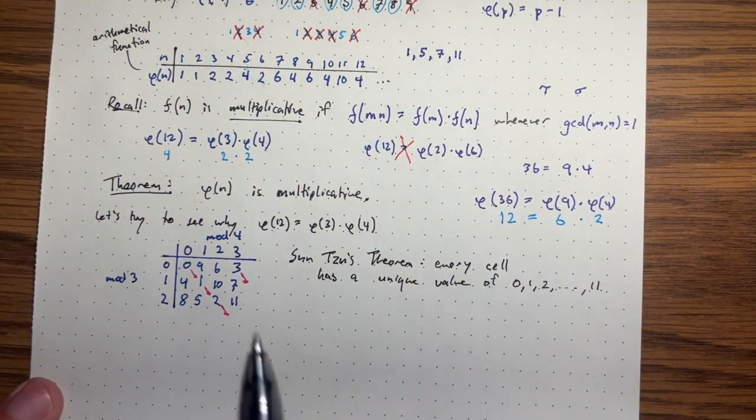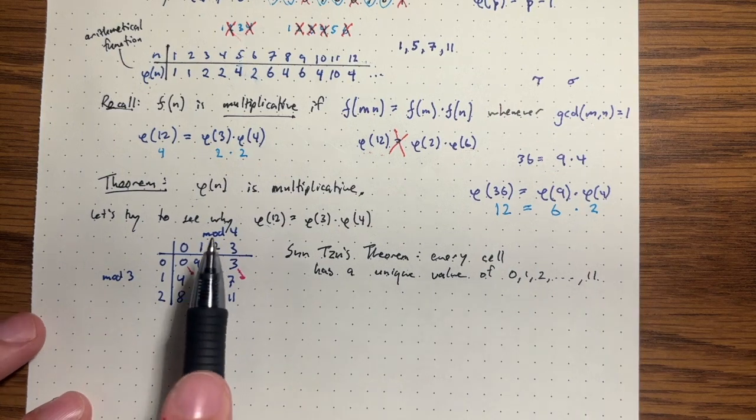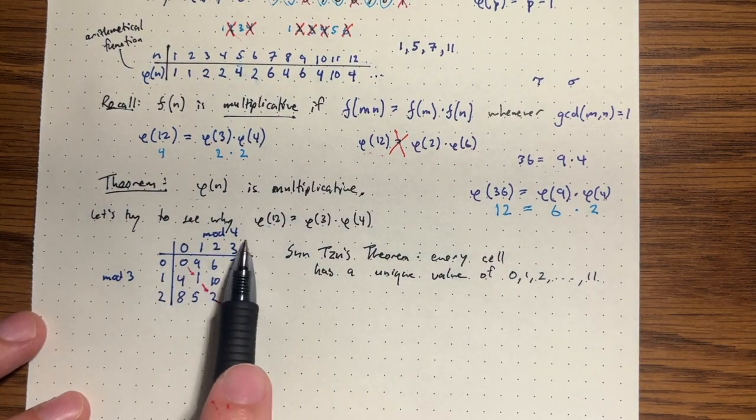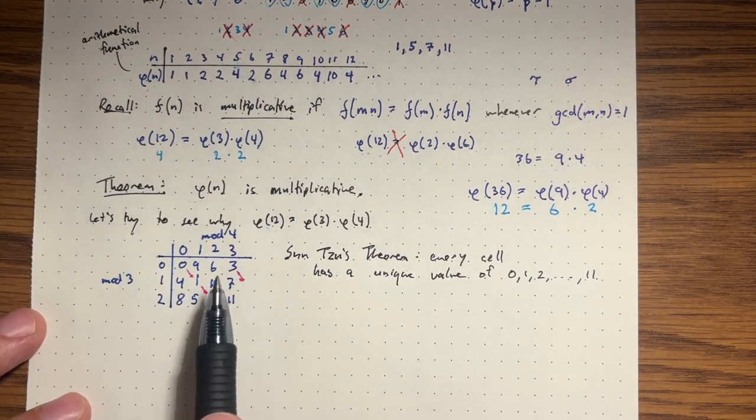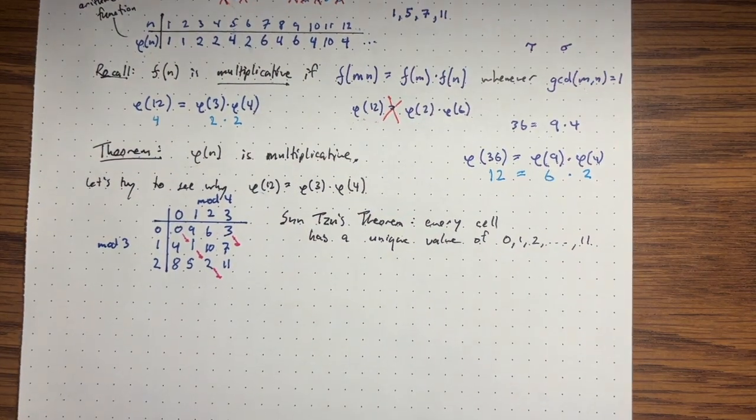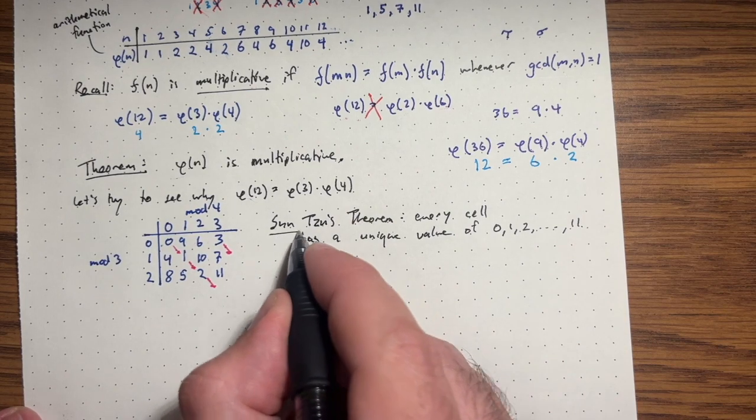So in other words, we can solve any congruence. Like x is congruent to a mod 4 and b mod 3. There is a unique solution mod 12. It's just the corresponding entry of this table. So that's Sun Tzu's theorem in this case.